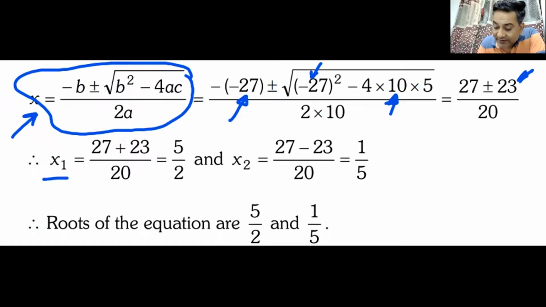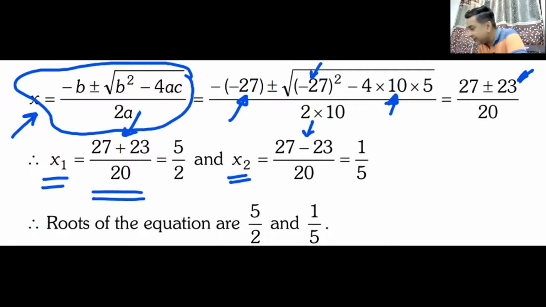So, as I said, you get the value of x1 by taking the positive sign. You get the value of x2 by taking the negative sign. By using the positive sign, the value of x1 is coming as 5 by 2, and the value of x2 is coming as 1 by 5.